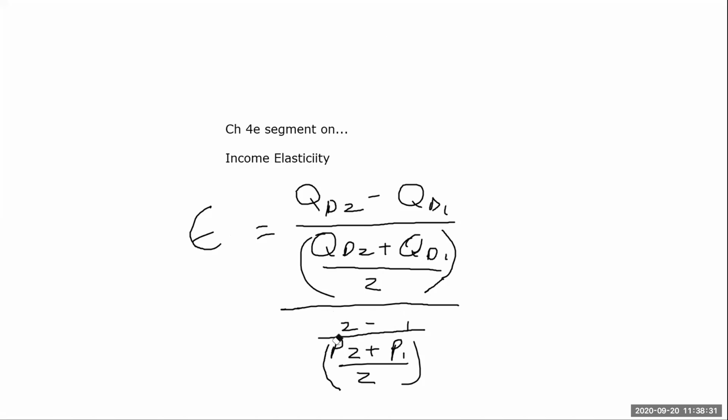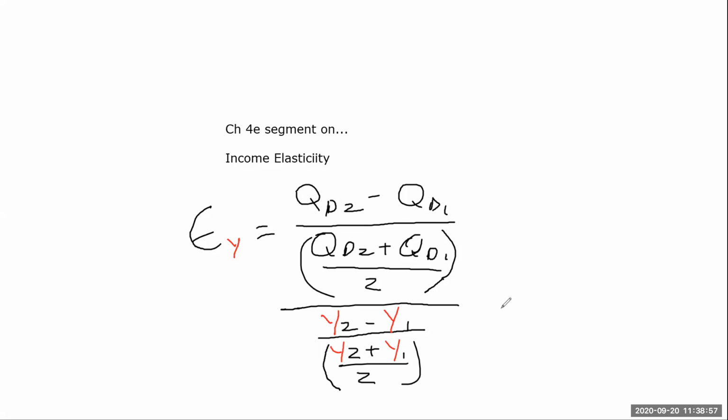Yeah, it's a little tricky some days. And this one, get my pencil, and what I'm going to put in is Y. That's the symbol for income. So income elasticity, well, that's the percentage change in quantity demanded due to a percentage change in income. So that's it. That's my income elasticity formula.